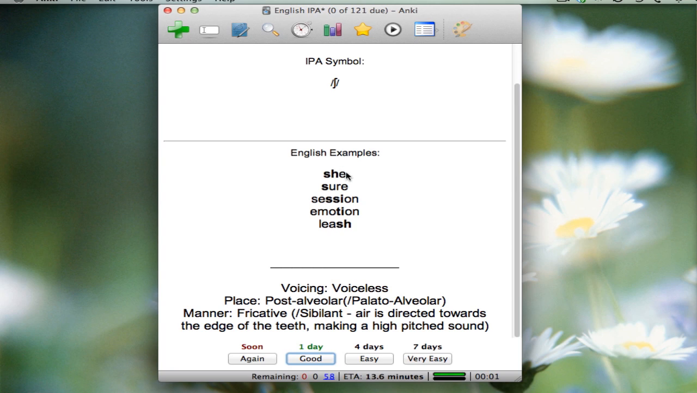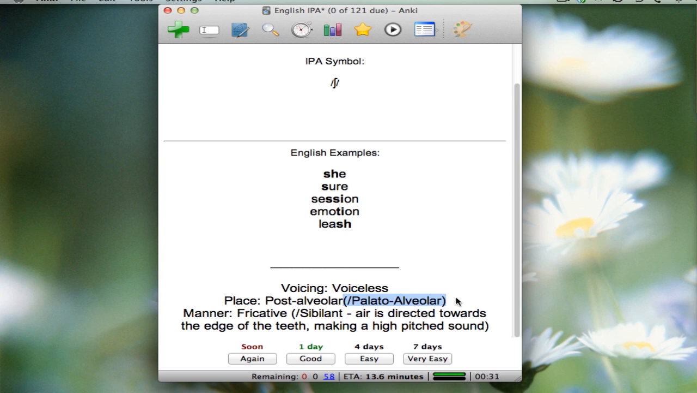Sh is our first post-alveolar sound. They talk about this being palatal alveolar. This just means that it is post-alveolar, meaning that the top of your tongue is right behind the alveolar ridge, but the back of your tongue is raised a little bit, and so not the back, the middle. The middle of your tongue is sort of touching your soft palate a little bit. Sh, sh in English. It's raised more than just a pure post-alveolar sound.